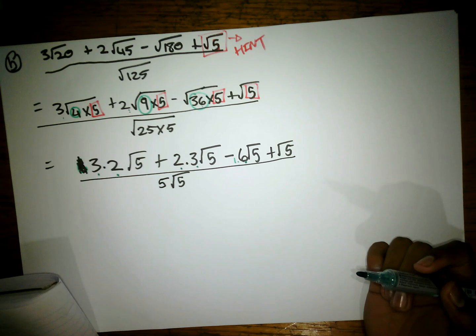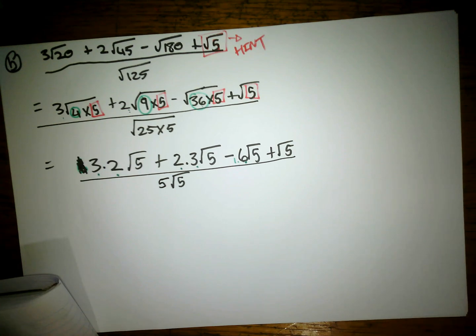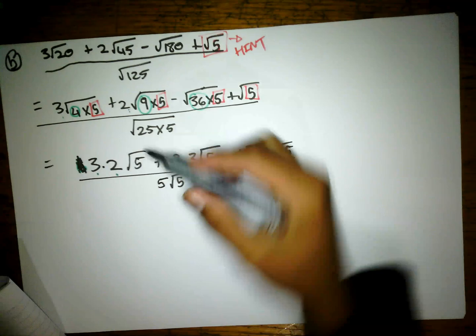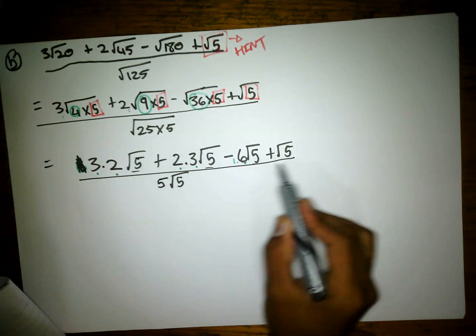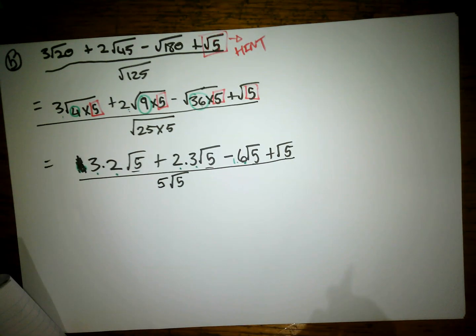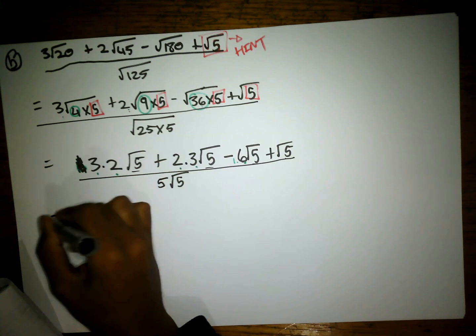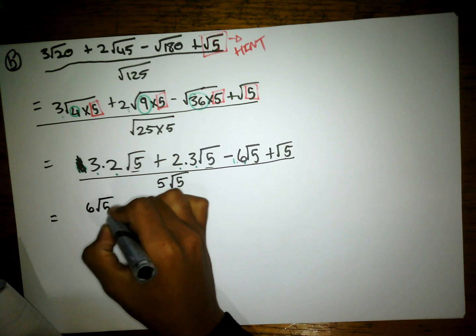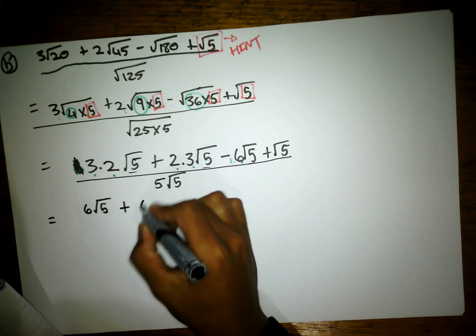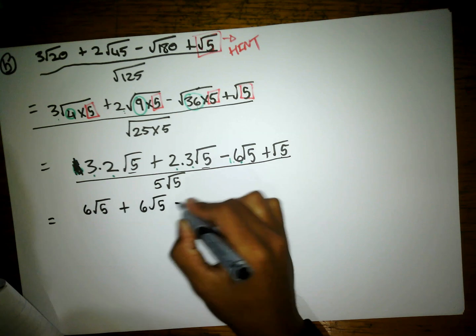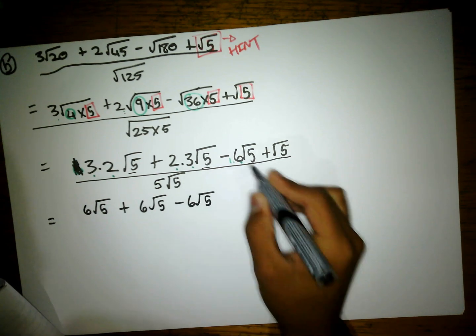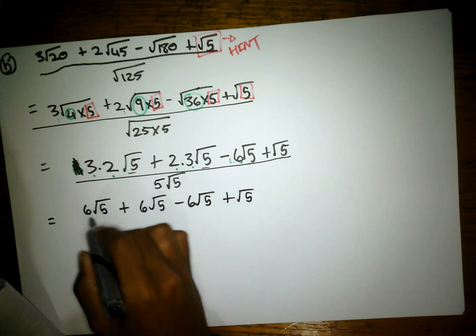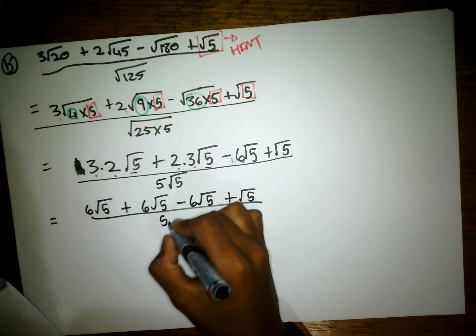Yes, no, maybe? Yes, sir. Of course, lovely stuff. Just know that you're going to keep behind the 5. And as you can see, we are left with the 5 alone. That's all we want to do. Because what are we going to do now? We're going to simplify. We're going to say that 3 times 2 is a 6 square root 5 plus 6 square root 5 minus 6 square root 5 plus a square root 5 over 5 square root 5.